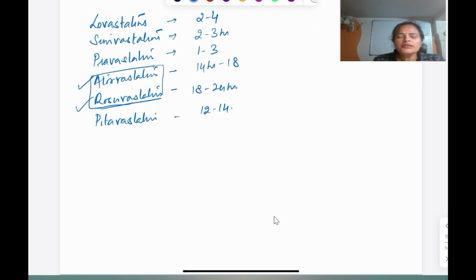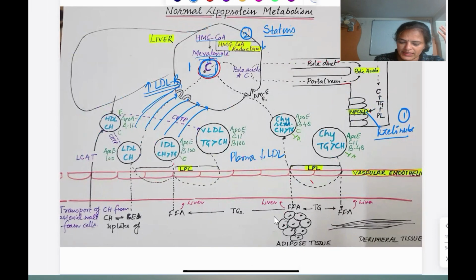Now what are the important things you must know about statins? Number one, we give it by the oral route. At what time of the day do we prefer to give it? It is usually given at night, because HMG coenzyme reductase enzyme activity is maximum at midnight. So this drug acts by inhibiting this enzyme.